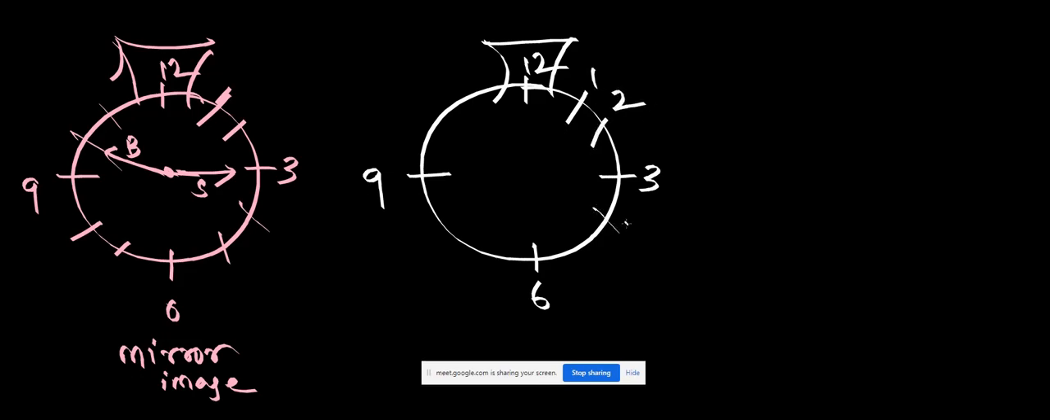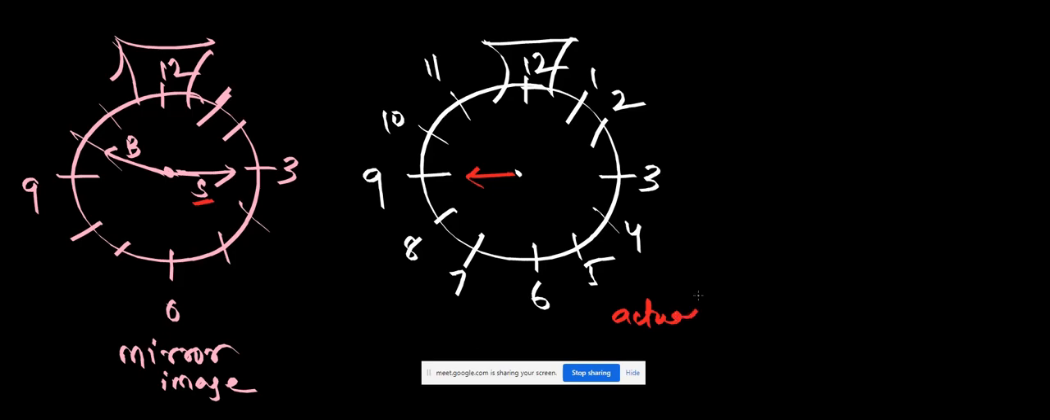1, 2, 4, 5, 7, 8, 10, 11. Okay, now see, first we will see the small hand part. Where is the small hand? Right side in the mirror image. So what do we have to do now? Left side in the actual image. Is this point clear? Small hand is on the right side in the mirror, so it will be on the left side in the actual one. So this is the small hand.